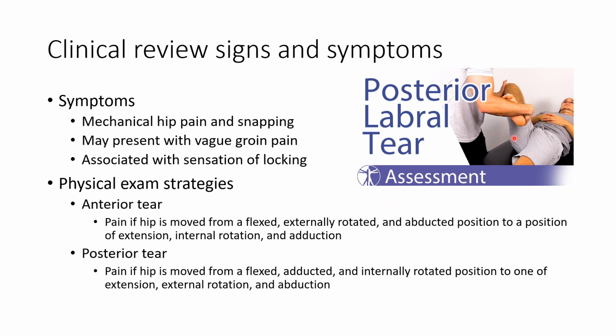So this guy here, he's got the hip flexed, externally rotated, and looks like a little bit of abduction, right? So this right here is the starting position for an anterior tear, and then he's going to extend the hip, internally rotate, and adduct it, bring it towards the midline. And if that brings pain to this guy, then that is a hint that he's got an anterior tear.